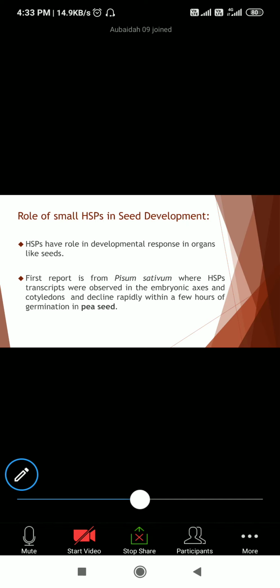So we are having the cytoplasmic class of small heat shock proteins, which get accumulated during high temperatures. If we allow seeds to grow under high temperature conditions, this experiment has been carried out in Pea and alpha.